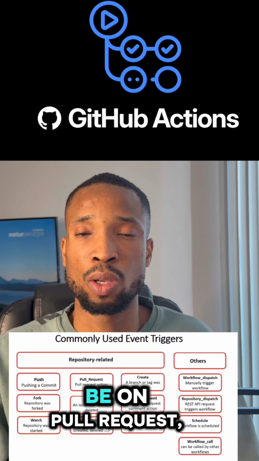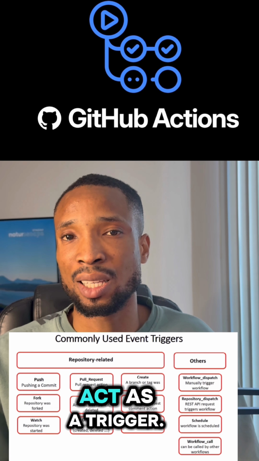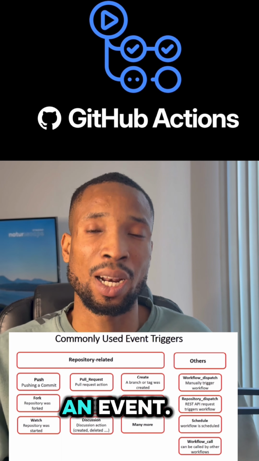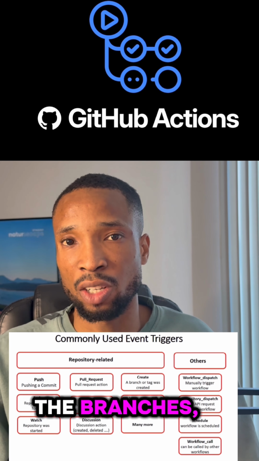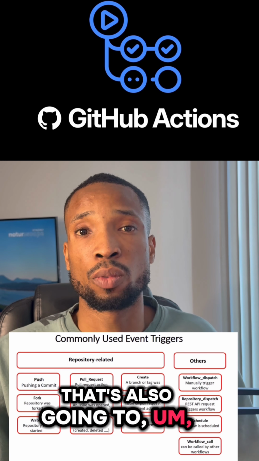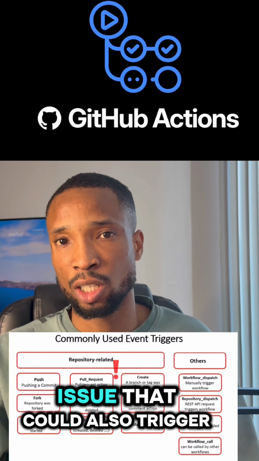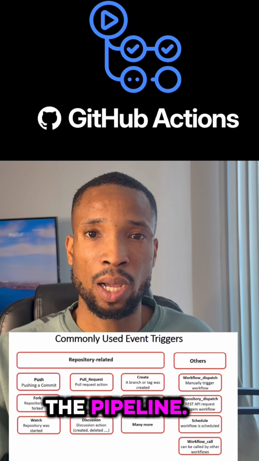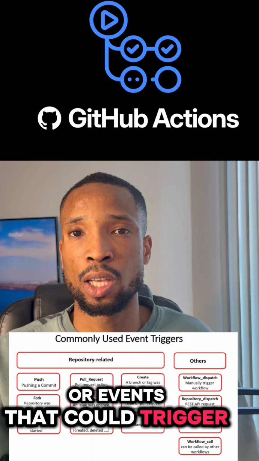The first one can be on pull request. When somebody creates a pull request, that could act as a trigger, and it is also an event. Secondly, when somebody makes a commit to one of the branches, that's also going to trigger the pipeline. And also an issue. When somebody creates an issue, that could also trigger the pipeline. So you can see that there are numerous triggers or events that could trigger your pipeline.